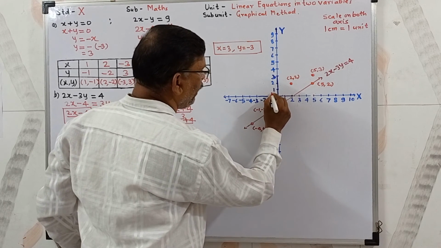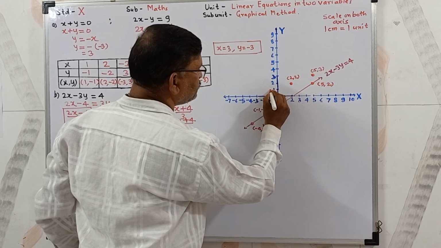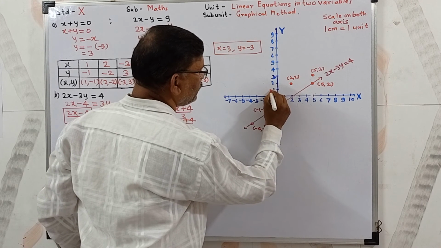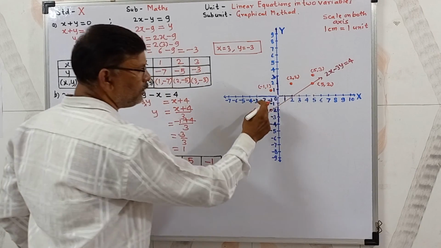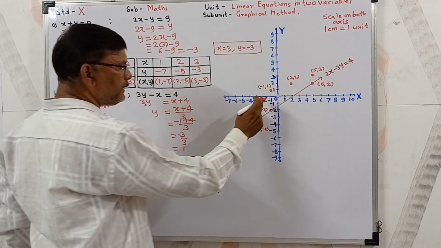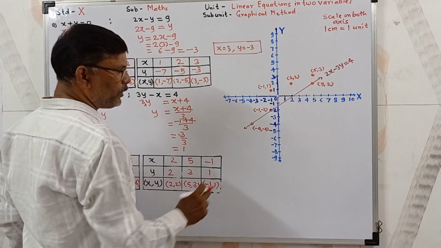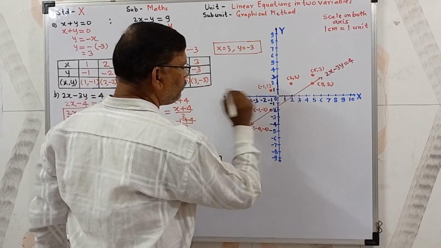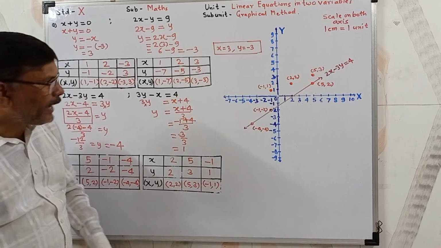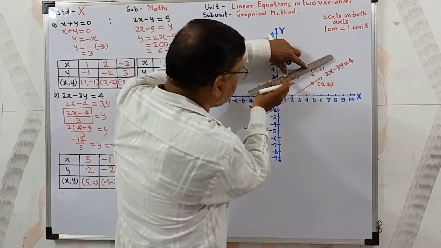No, sorry. Minus 1, 1. Listen, minus 1 is x and 1 is y. So here is the point minus 1, 1. So now draw the line. That is this type.